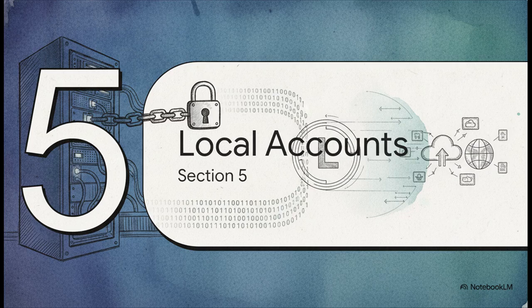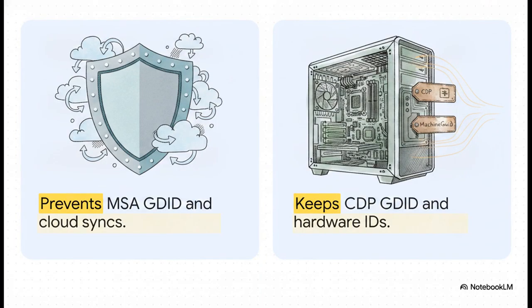So, is there a way out? Let's transition to Section 5, the local account difference, and see how this all stacks up against just using a traditional local account. And this brilliantly illustrates the reality of the choices we have. Looking on the left, sticking to a local account definitely puts a stop to a lot of the bleeding. It blocks the massive cloud sync, keeps your browsing history local, and prevents that specific MSA GDID from being provisioned.